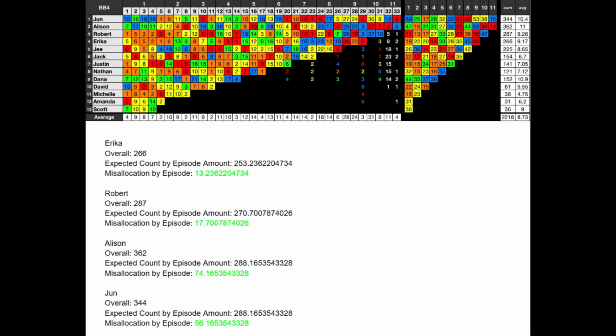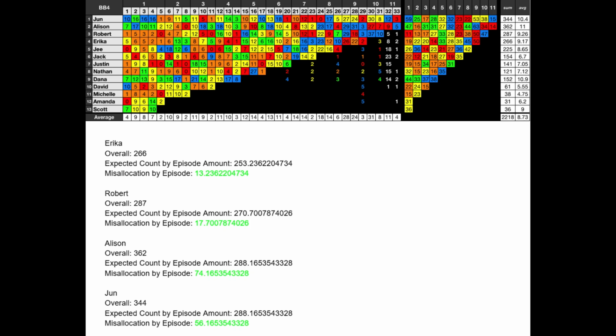Erica's overall confessional diary room count is 266, and her expected count based on the amount of episodes she was in is 253, meaning that her misallocation is 13, meaning she has 13 more diary rooms than she should have if this was balanced, which is a good enough ratio, which is just above that perfect median range.